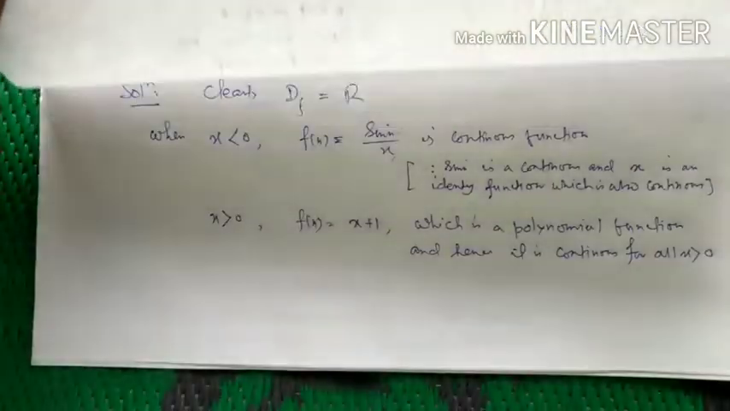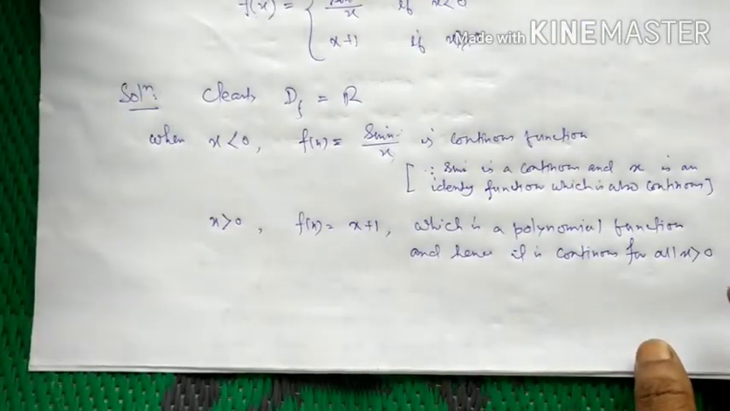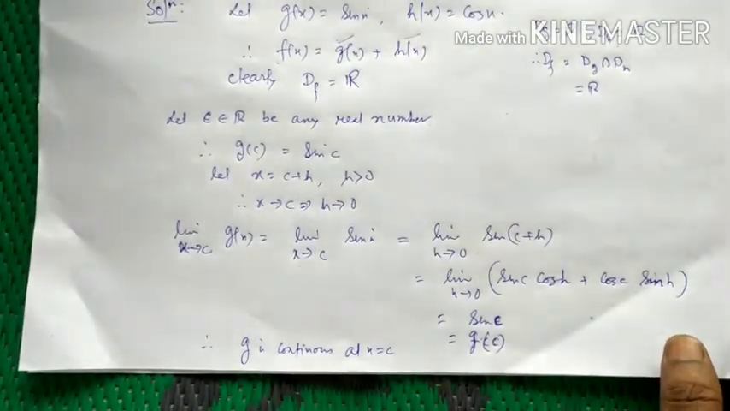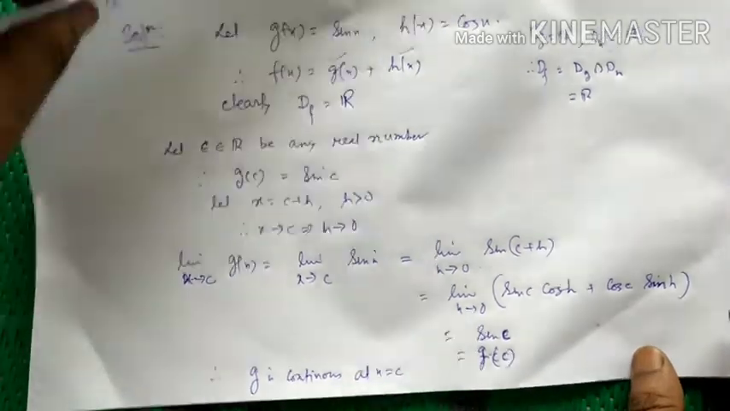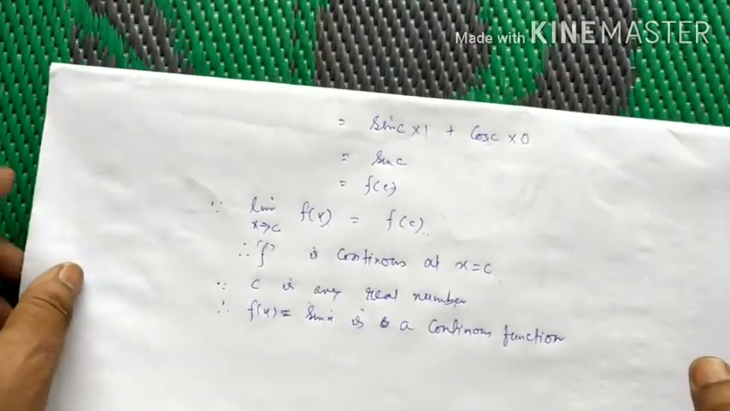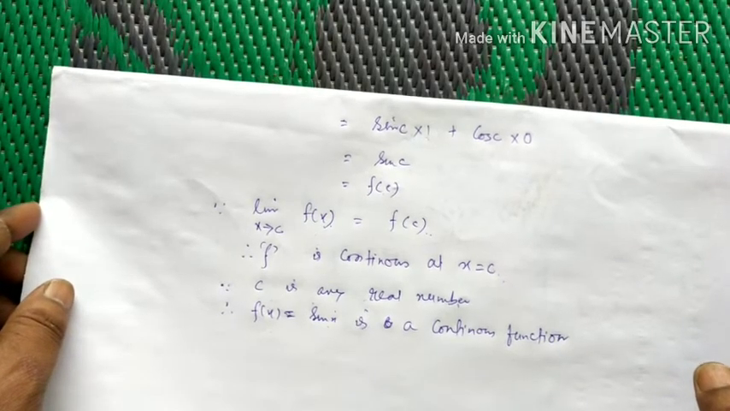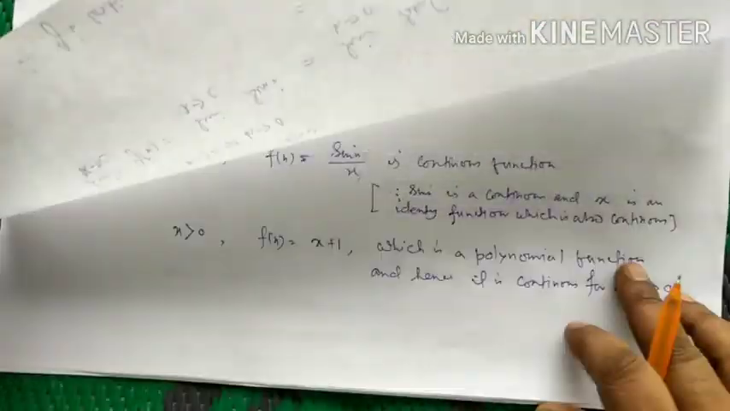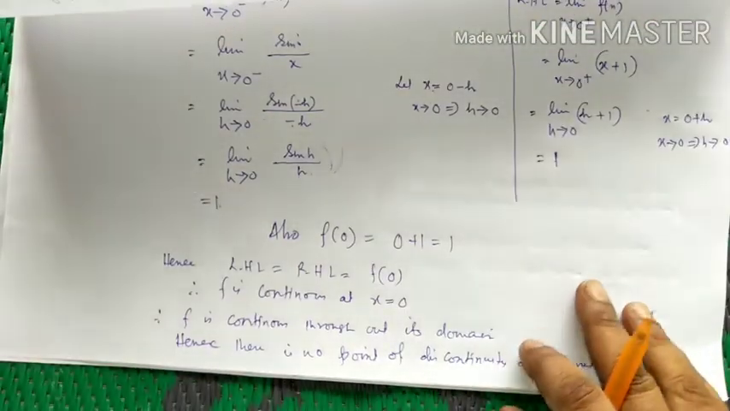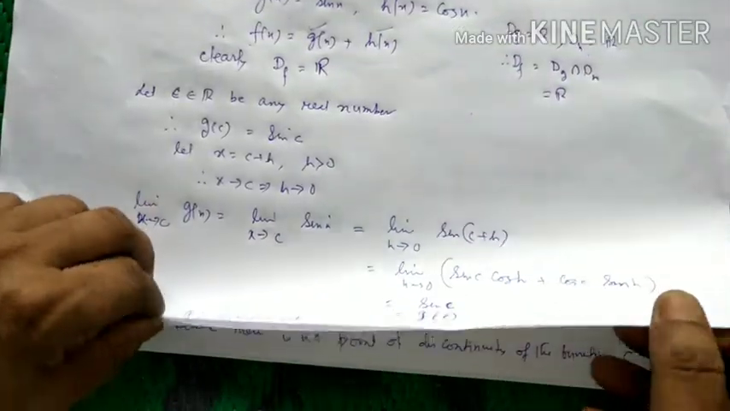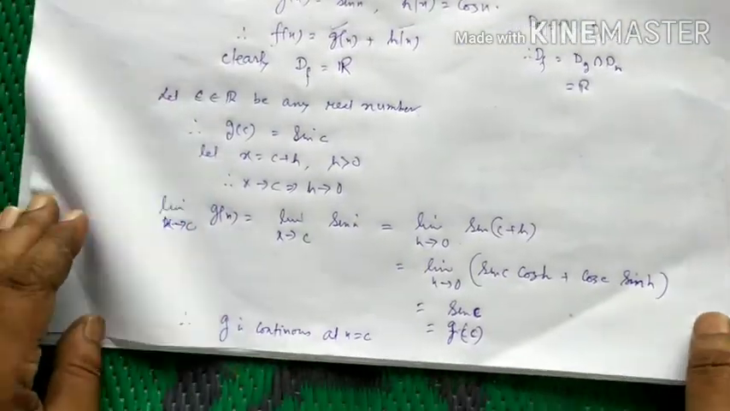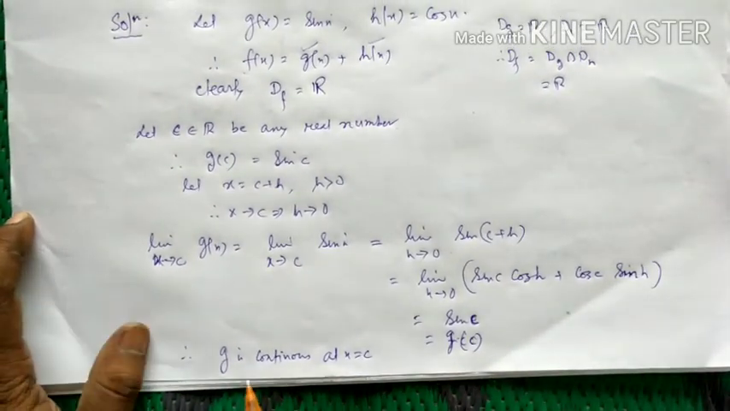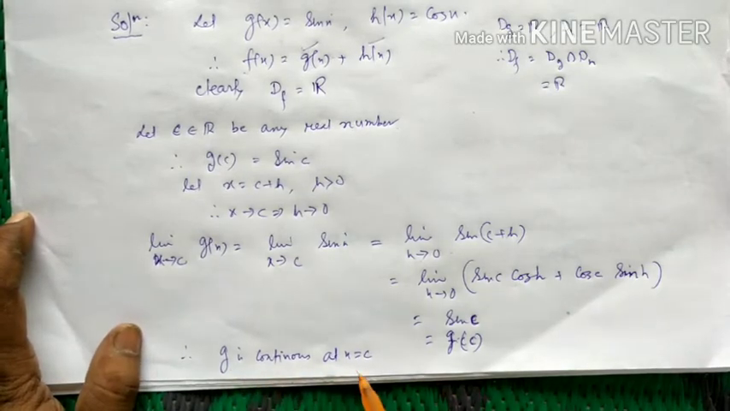That means sin x is a continuous function. Sin x is a continuous function, okay? Clear? Now sin x means g is a continuous function.